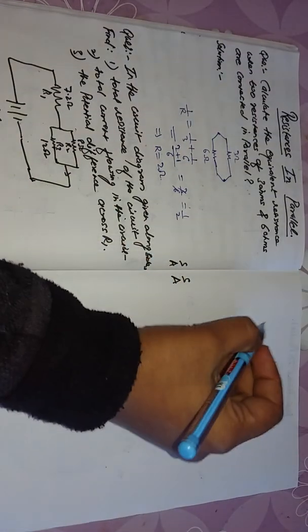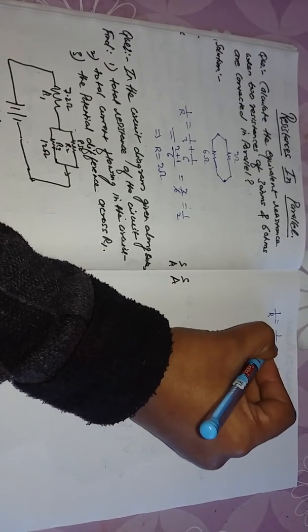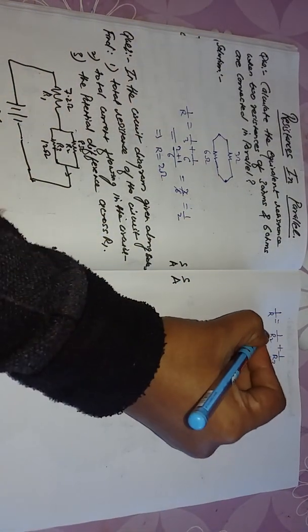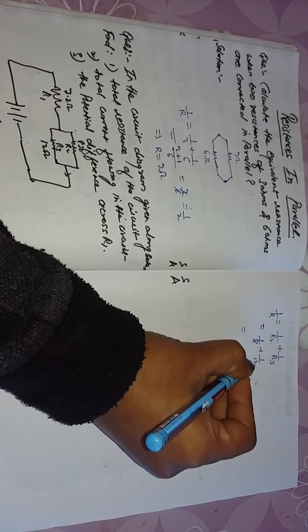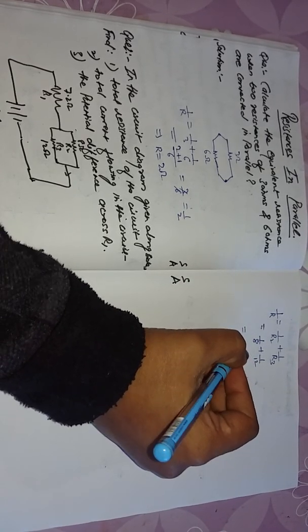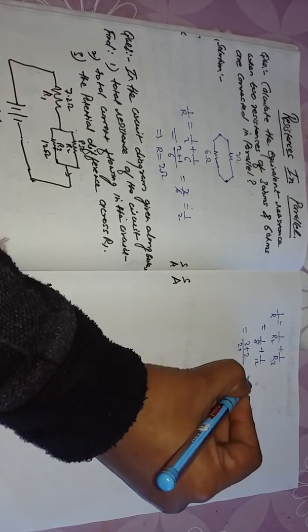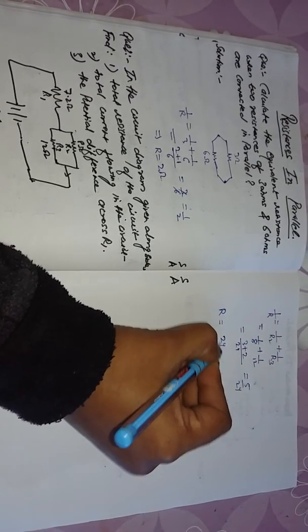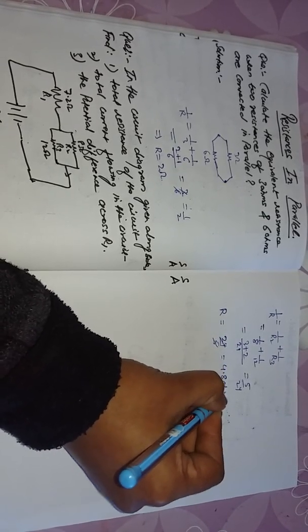Then 1 upon R equal to 1 upon R2 plus 1 upon R3. Therefore 1 upon R will be equal to 1 upon 8 plus 1 upon 12. When we take the LCM of 8 and 12, we get 24. 3 plus 2, that will be equal to 5 upon 24. Now total resistance R equal to 24 upon 5, 4.8 ohms.